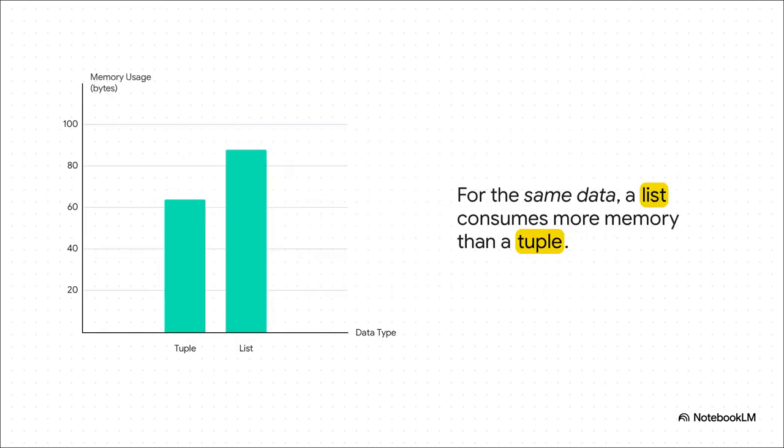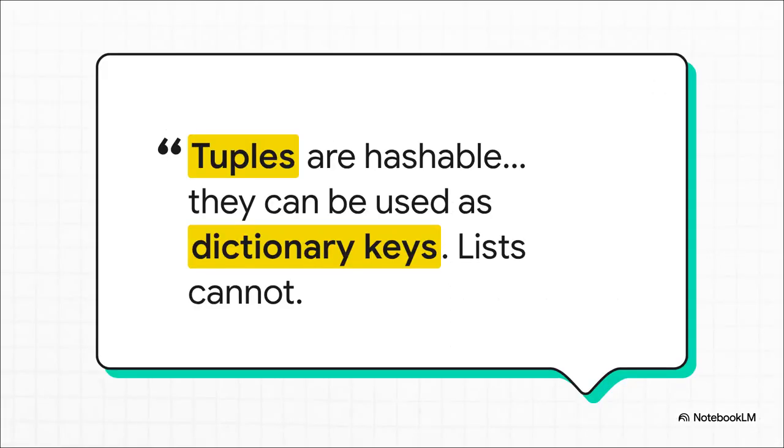And this right here just drives the point home. For the exact same data, the list version uses up way more memory than the tuple. See, Python has to allocate all this extra space for the list just in case you decide to add more things to it later. A tuple doesn't need any of that overhead. But maybe the most important technical advantage is this. Because tuples can't change, they are hashable. Now that's a bit of a technical term, but what it means for us is that they can be used as keys in a Python dictionary. Lists, because they can change, cannot. And trust me, that is a critical feature you'll need for more advanced programming.